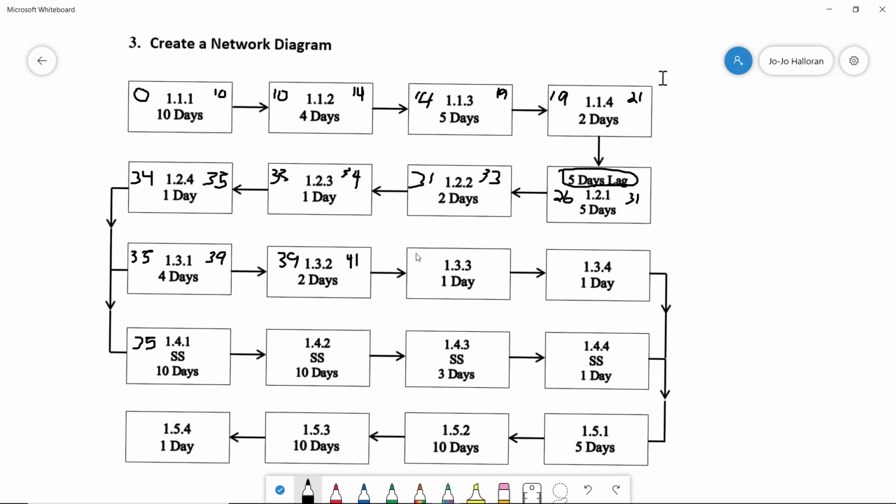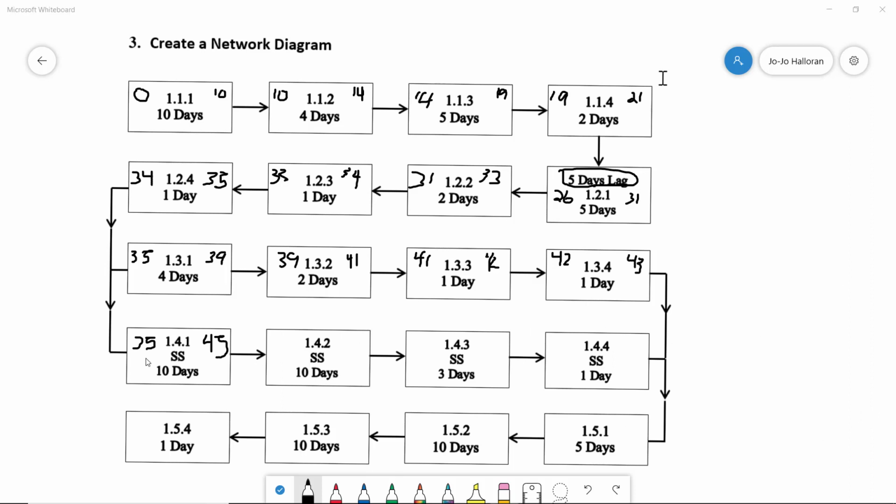Then we've got 41 over here with a 1-day duration, which makes it 42. We're going to have our 42 over here and 1 day, which makes it 43. Now we have the same situation here, as our 1.4.4 can start at the same time. Let me go back over here, and we are going to complete this pass, which is going to be 10 days, which will make us at 45.